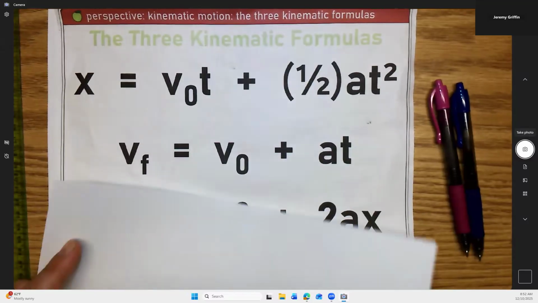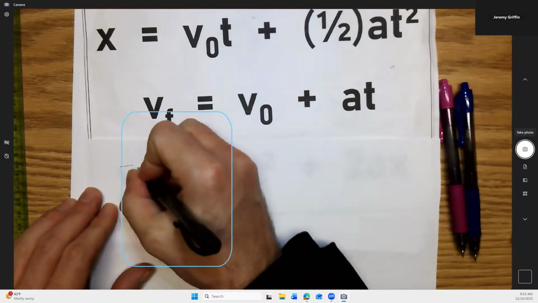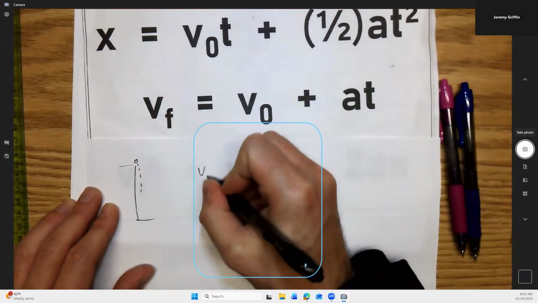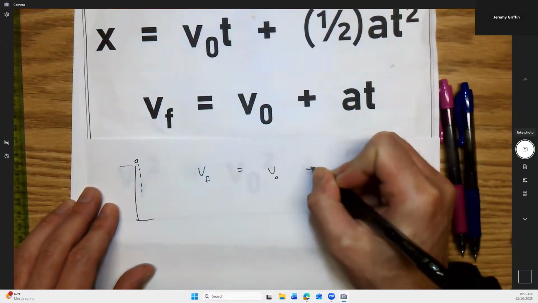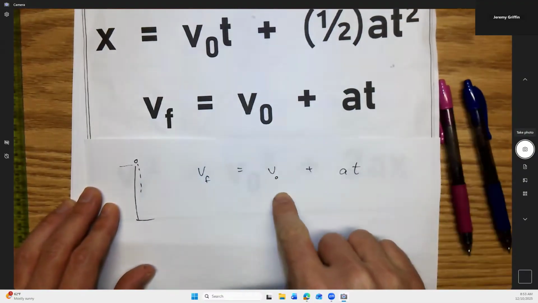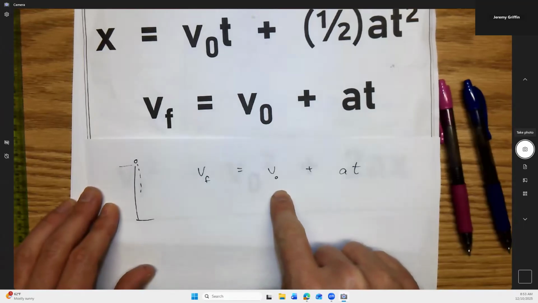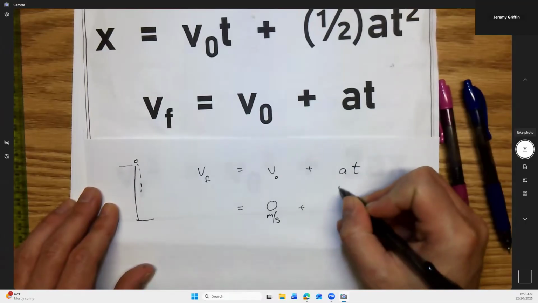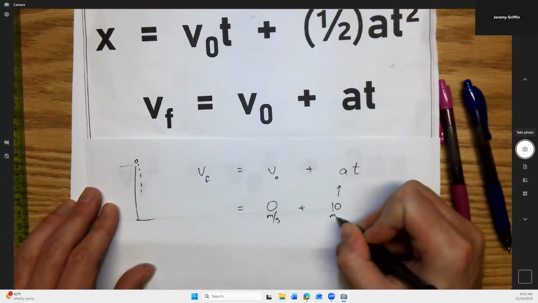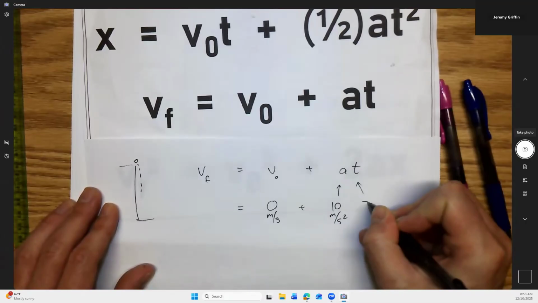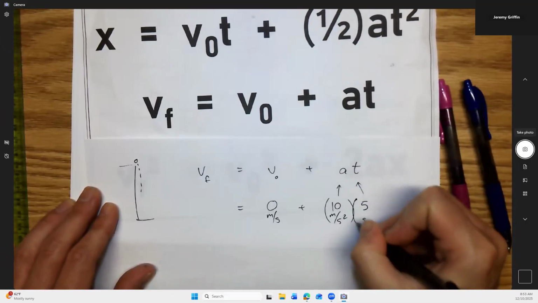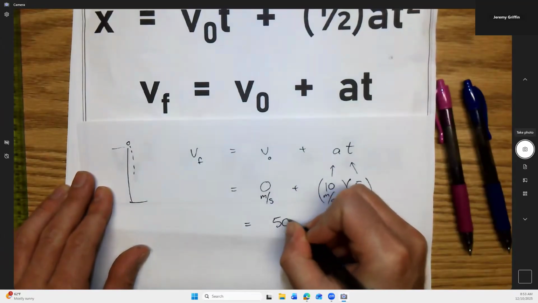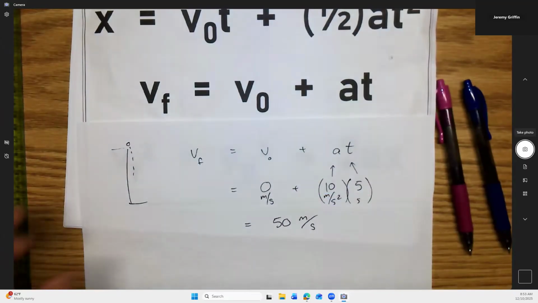So I'm going to say draw a picture, drop a ball, got a ball. So final velocity equals initial velocity plus acceleration times time. Now guys, if you drop the ball, what's the initial speed equal to? 0. So 0 meters per second plus this could be about 10 meters per second squared for 5 seconds. That gives 50 meters per second.